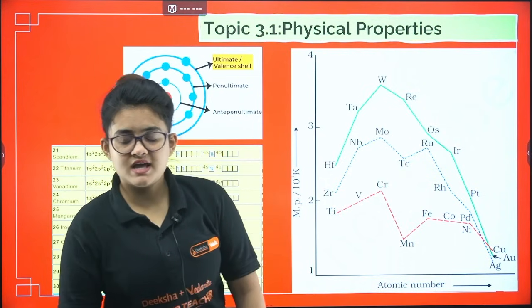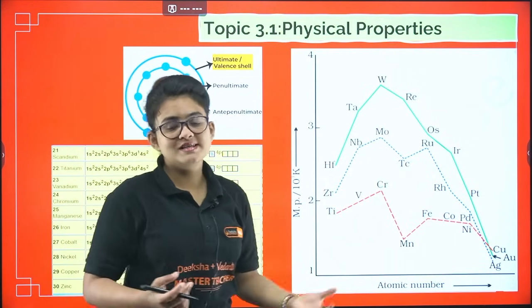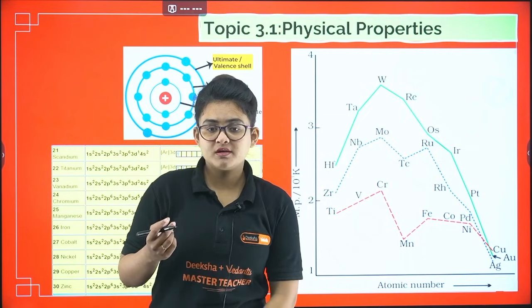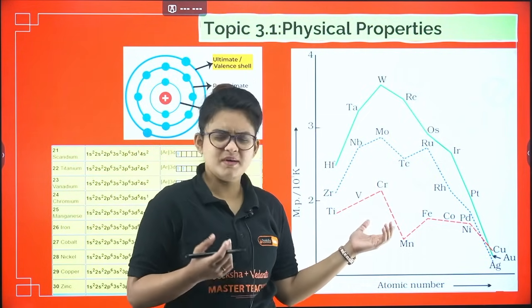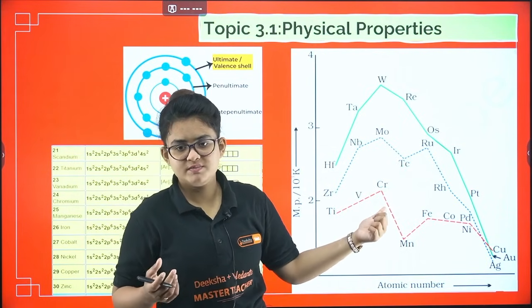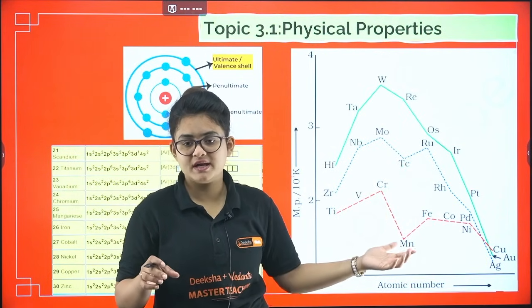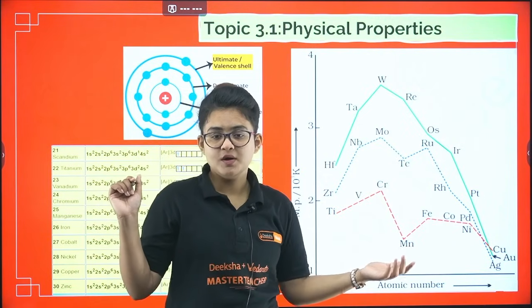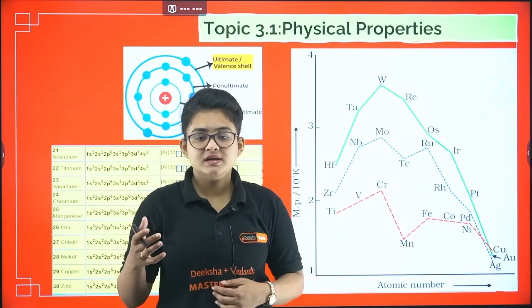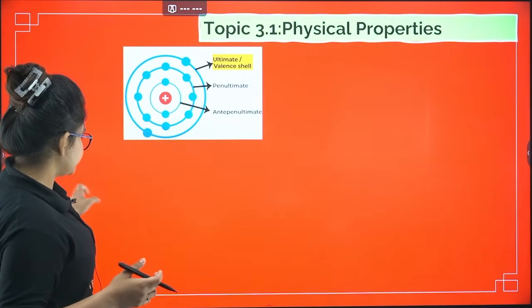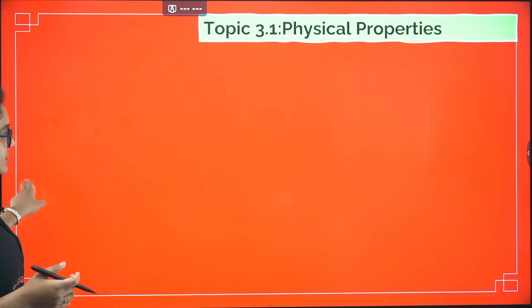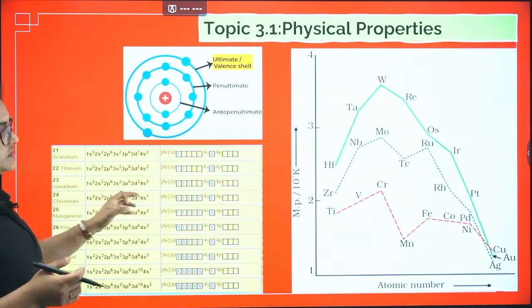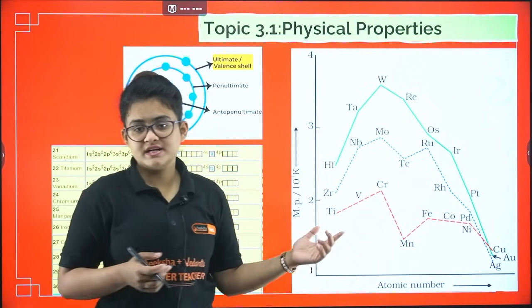Sometimes they ask the question with respect to the 3d series: which element has the maximum boiling point and maximum melting point? Your answer will be chromium, and the least melting point is manganese. Just now we discussed the reason: it cannot contribute in the electron sea model. They can't move freely in the electron sea, right? That's the reason the metallic bond is not that strong. As a result, the melting point is very low for manganese and technetium.